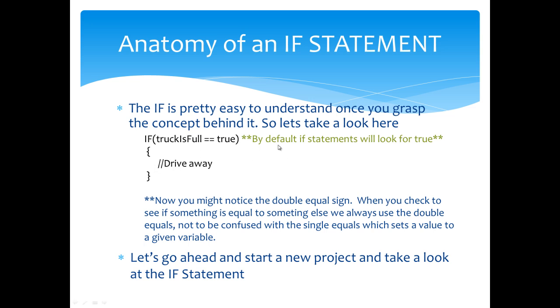Now, by default, if statements will look for true. That sounds odd right now, but once we get using the if statement, I'll demonstrate what that means. Now, you might notice the double equal sign. When you check to see if something is equal to something else, or if you're comparing values of some sort, we always use the double equal sign, not to be confused with the single equal sign, which is going to set a value to a given variable or a given object within our program. So let's go ahead and start a new project and take a look at the if statement.